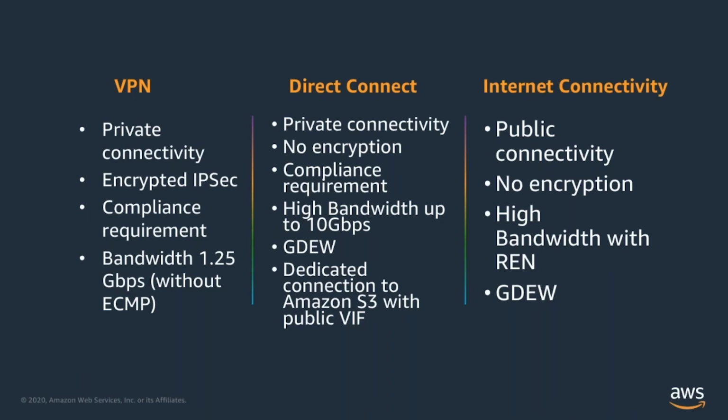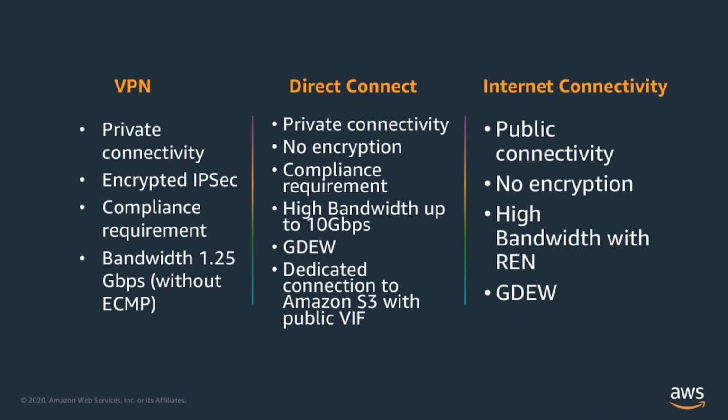Direct Connect gives you that private connectivity. It does not support encryption. If you're looking at encryption, then you will have to establish a VPN tunnel over the Direct Connect. It supports high bandwidth up to 10 Gbps. We are looking at options to expand that as well. With Direct Connect, you get global data egress waiver fees, and the data transfer rates are cheaper when compared to data transfer over the internet. Very useful in use cases where you want to have that dedicated, stable connection to Amazon S3 with your public VIF. You can also connect to a VPC with the internet.